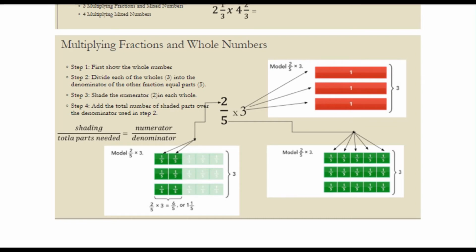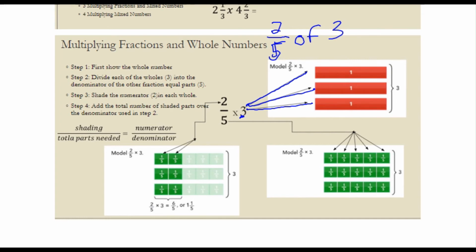Here we have the steps to model multiplying fractions and whole numbers. Step number 1 says first show the whole. So we want to figure out what is 2/5 of 3. 2/5 times 3 is 2/5 of 3. So we will start with the whole number, which is 3. So I'm starting here with 1, 2, 3 whole rectangles. And then I want to show 2/5 of that 3.